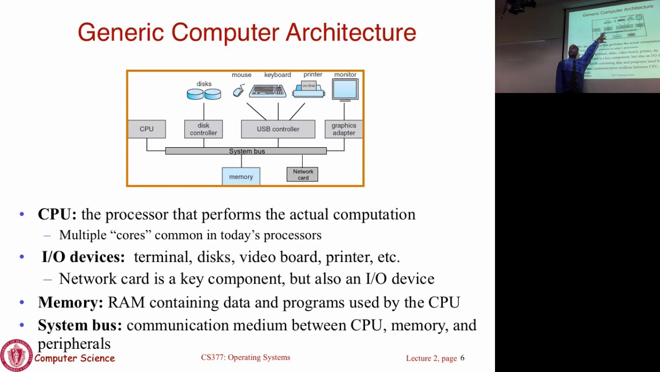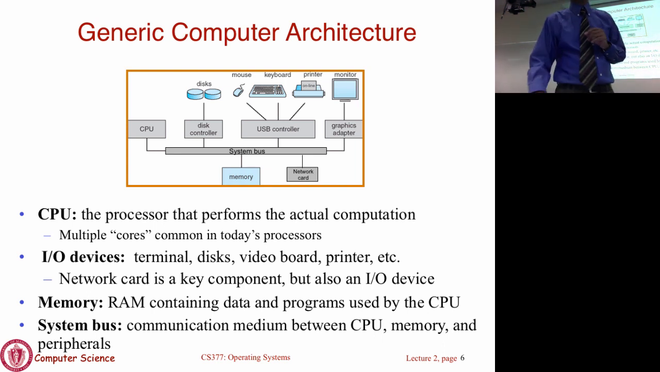Okay? And the thing that connects them all is your system bus. And that's basically the communication medium between the CPU, memory, and peripherals. Okay, you don't actually see the system bus on the previous slide either, but that's a key component that's going to connect all of these devices, allow them to communicate with one another. Okay? 4 key components: CPU, memory, I/O devices of various flavors, and the system bus. Okay, very straightforward. This is the picture you should have in mind. Okay, anything to clarify here?